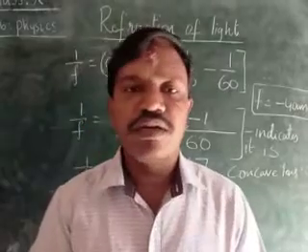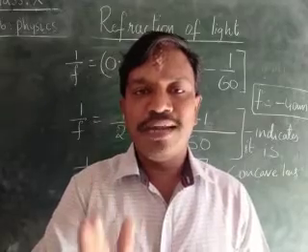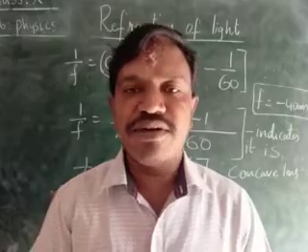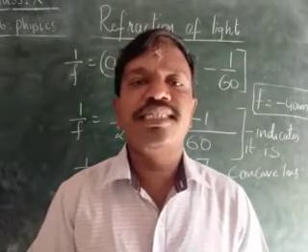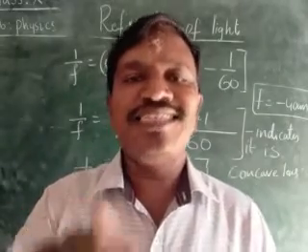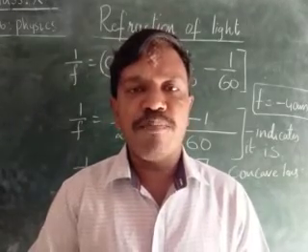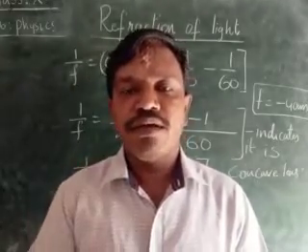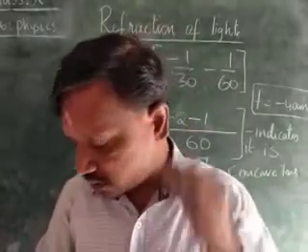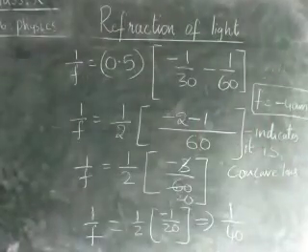Radius of curvature: the distance between the optic center and the center of curvature is called the radius of curvature. Next, center of curvature. It is the center of the sphere of which the lens is a part. Or we can say it is the point of intersection of all the normals. Okay, therefore here we completed the keywords, children.